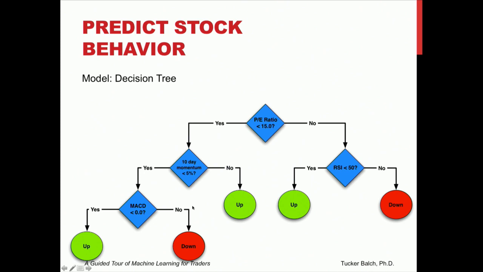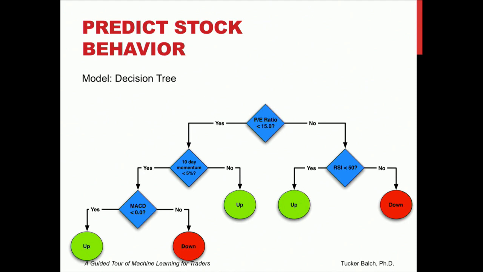Now, there's no rule about this. It may be that you have to consider each factor before you reach a leaf. It may be that you consider each factor several times. It just depends on the shape and depth of the tree.